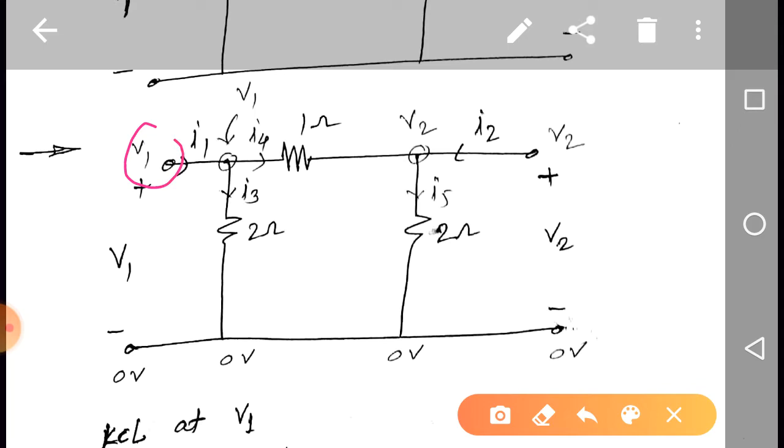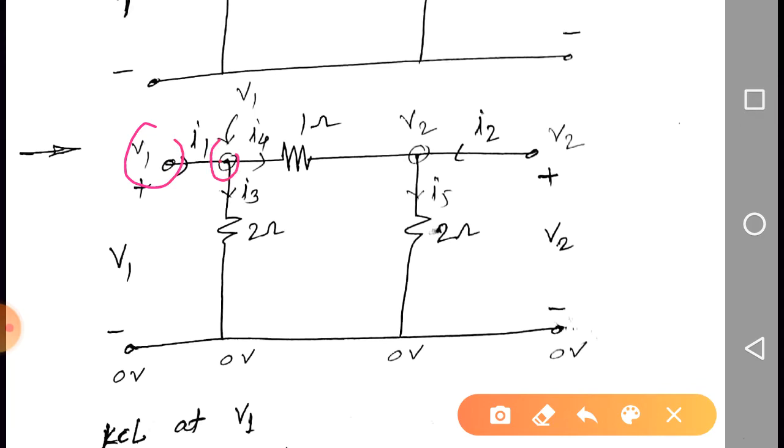If this is V1, the potential here is also V1. Here it is 0 volt, and this potential difference is V2, so this potential is V2, and the potential here is also V2. So the potential here is V1 and here is V2, which means we have assigned the node potentials V1 and V2.